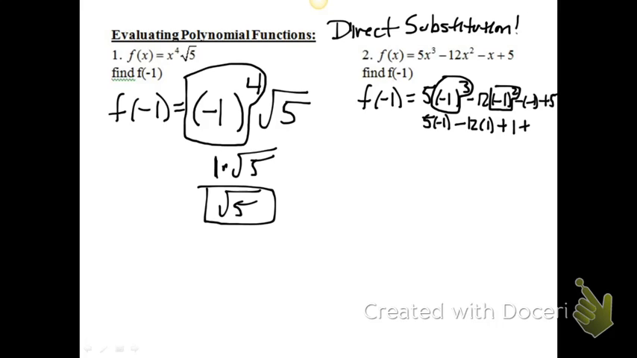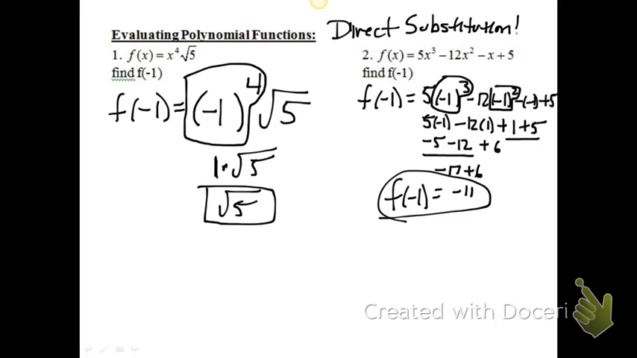And then I'm going to tack on the plus 5. So at the end of the day here, I have negative 5 minus 12 plus 6. Negative 5 minus 12 is negative 17. Then I can add 6. I get negative 11. So here, f of negative 1 equals negative 11.